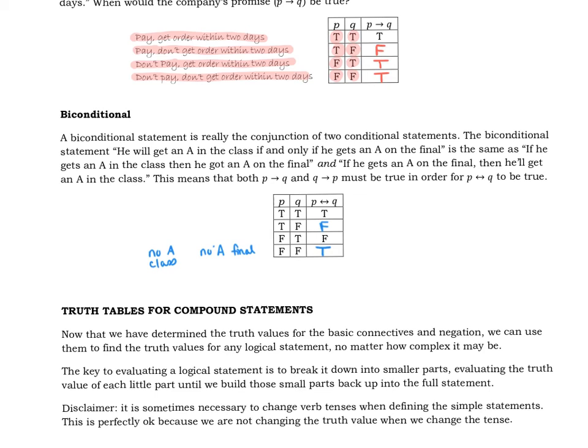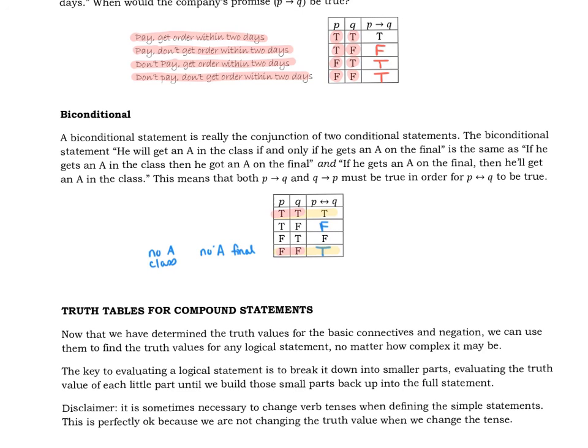Okay, so with this one, the pattern that I personally like to pay attention to is that when the truth values of the original statements are the same, so true, true gives you a true, and false, false gives you a true. That's kind of the pattern. When those truth values are the same, that's when you get a true statement on the other side.